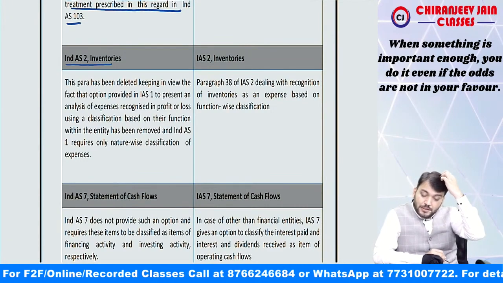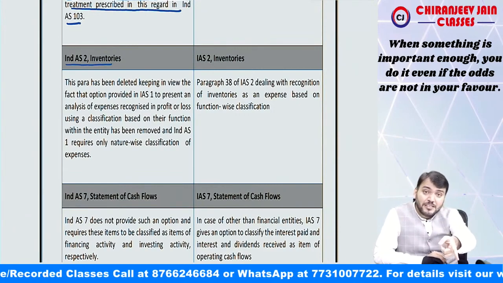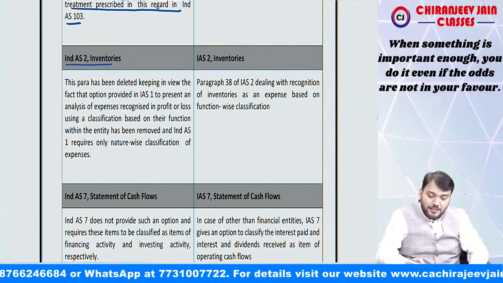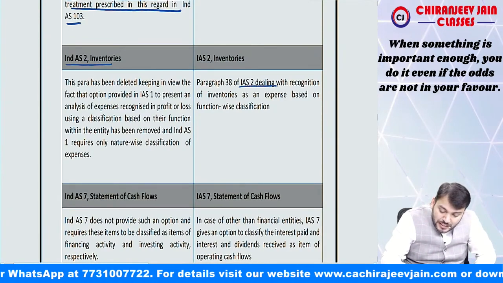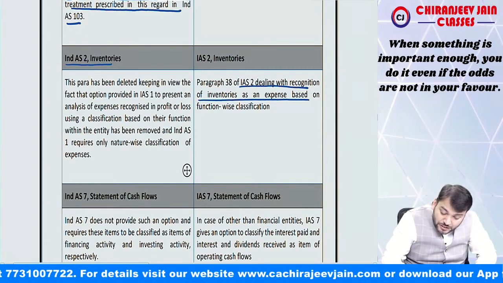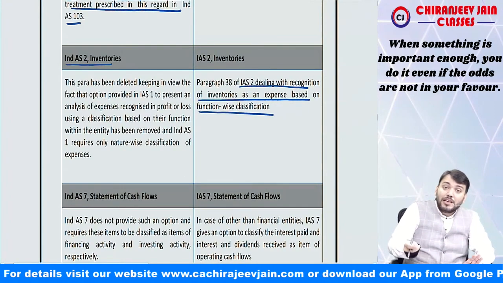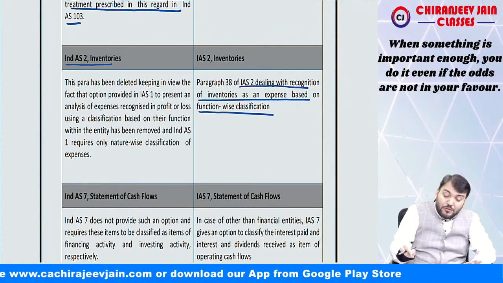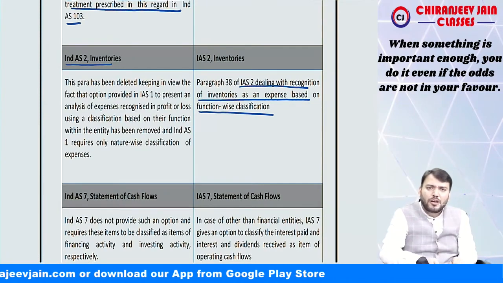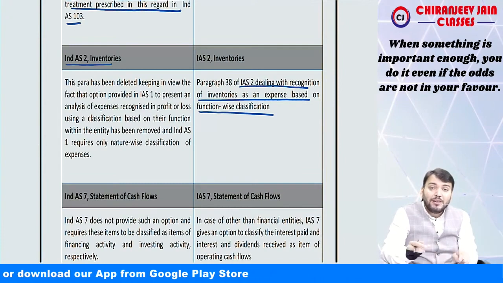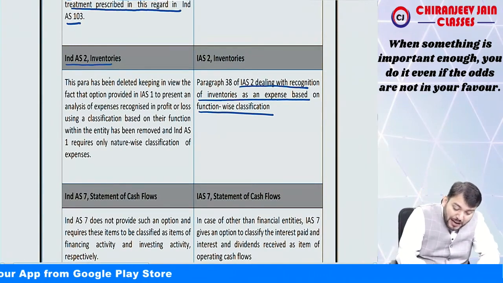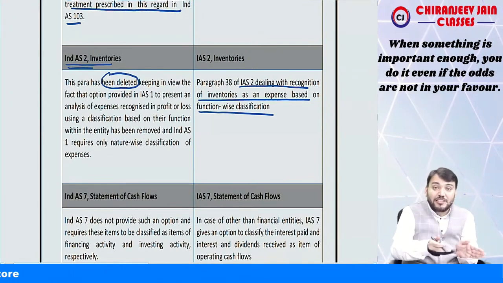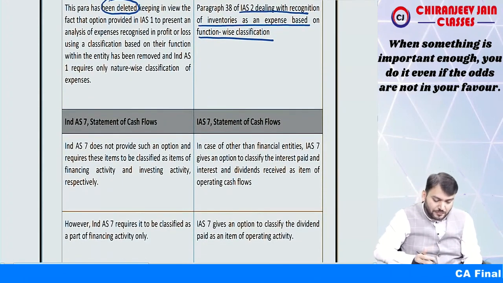Now, what IAS 1 says is that we can recognize expense either on the basis of nature or on the basis of function. Because of that reason, IAS 2 has a paragraph dealing with the recognition of inventory as an expense based on function wise classification. But this para is not required under Ind AS 2. Why? Because function wise classification is not required. So this para has been deleted under Ind AS 2. Understood?